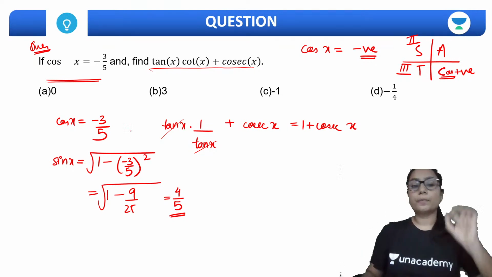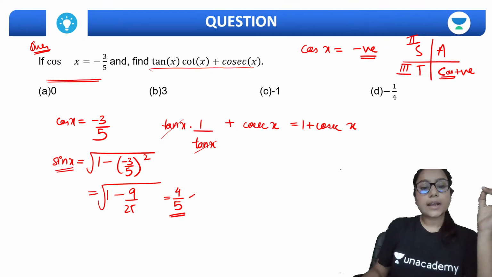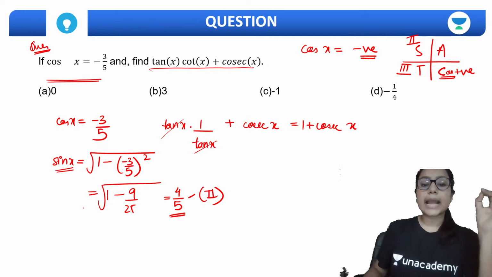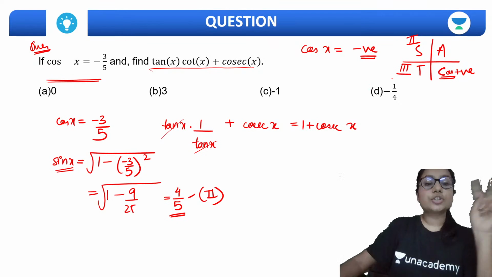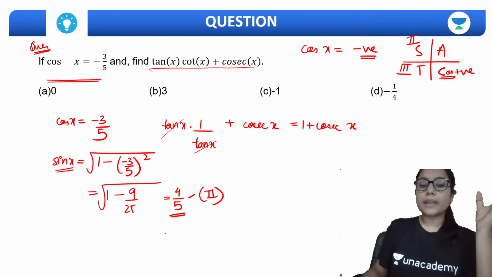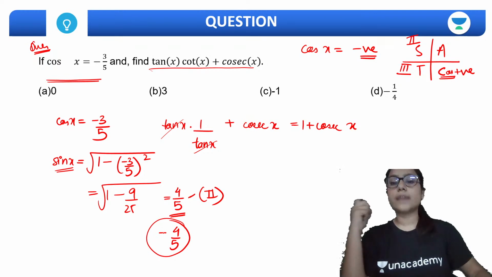Okay? So, sin की value positive आ सकती है अगर x second quadrant में है, right, but sin की value negative होगी अगर x third quadrant में है. So there are two possibilities here, plus 4 by 5 and minus 4 by 5 also. So you have to consider both these values.